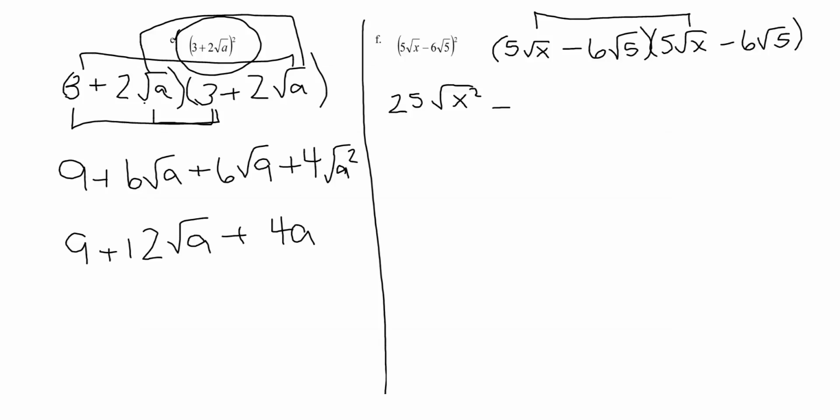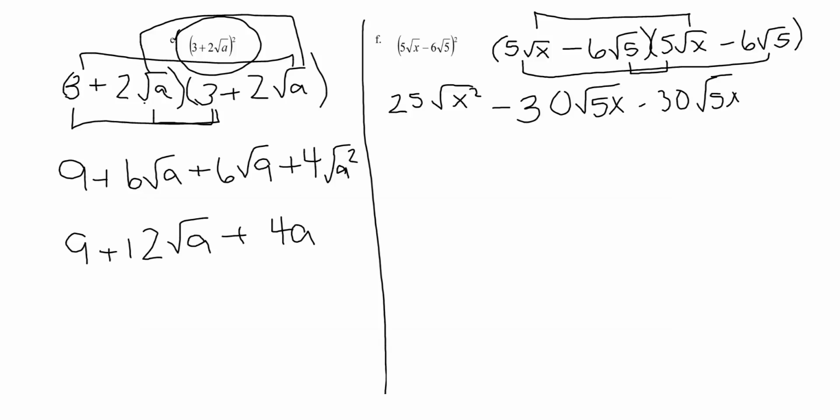Minus, when we do our outers, it's going to give us 5 times negative 6 is negative 30. And we'll have the square root of 5x, because 5 times x is 5x. Inners, same thing. We're going to get negative 30 square root 5x. And then my last terms, 2 negatives make a positive 36, and it's going to be the square root of 25. When we go to simplify this, the square root of x squared is x, so our first term is going to be 25x.